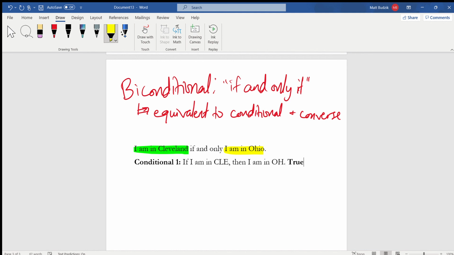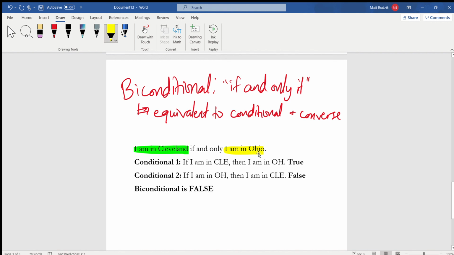If I'm in Cleveland, I'm absolutely in Ohio. If I write this second conditional, this then says, if I am in Ohio, then I am in Cleveland. This, however, is false. Okay? A counterexample to that would be literally anywhere else in Ohio. Cincinnati, Dayton, Columbus. Okay? So since one of those conditionals is not true, the biconditional is false.